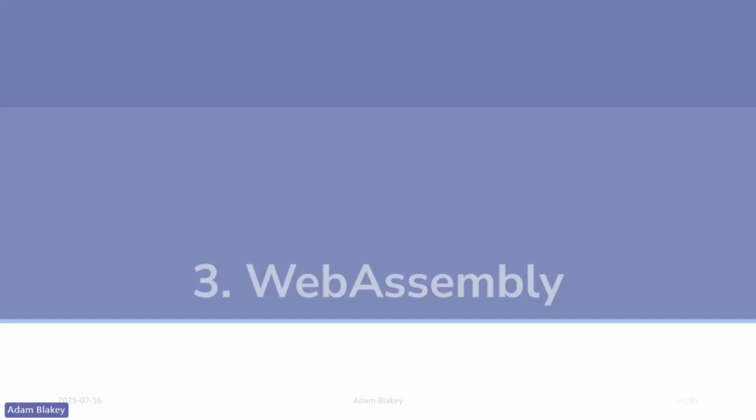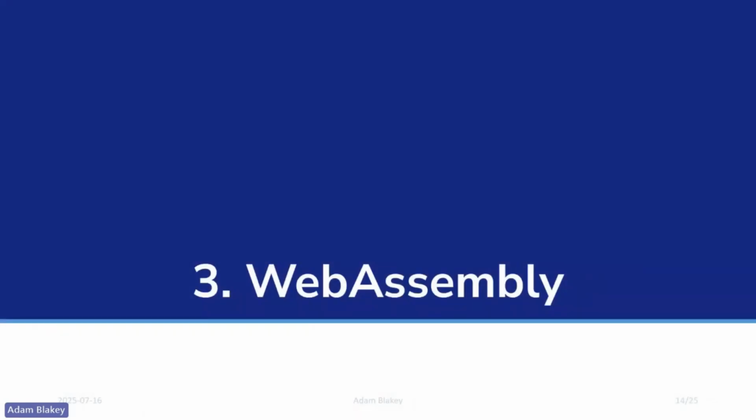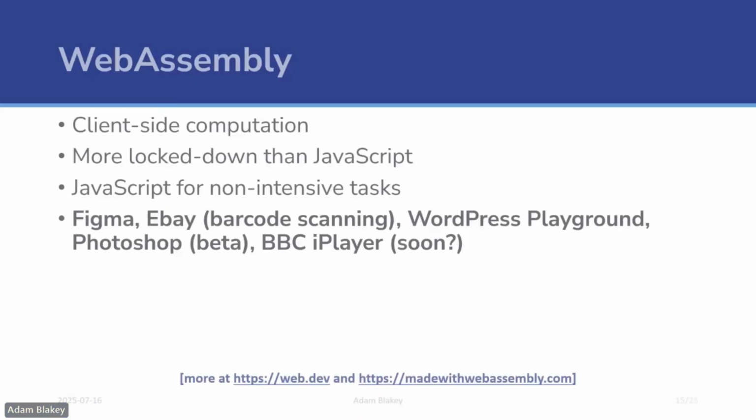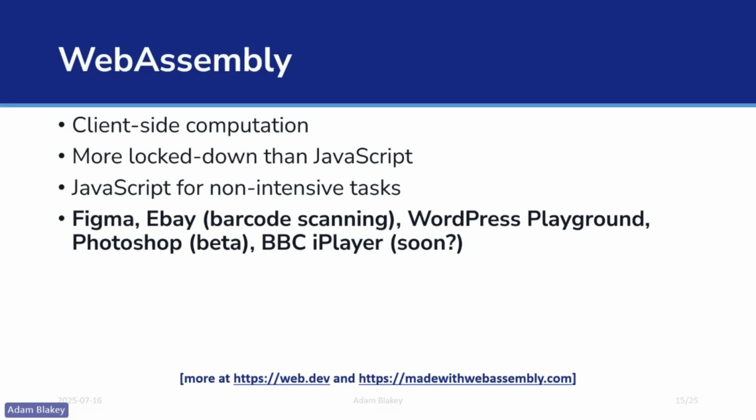I'm going to briefly tell you a little bit more about WebAssembly, and then we're going to move on to some interactive demos. So I mentioned before that WebAssembly is essentially computing stuff on the client side. And interestingly, it's a little bit more locked down than JavaScript. The most notable difference is that WebAssembly can't interact with the DOM. You can't manipulate the DOM in the same way you can in JavaScript, which I thought was kind of surprising. But you can use some interop things in WebAssembly to talk to JavaScript to ask it to do those things for you.